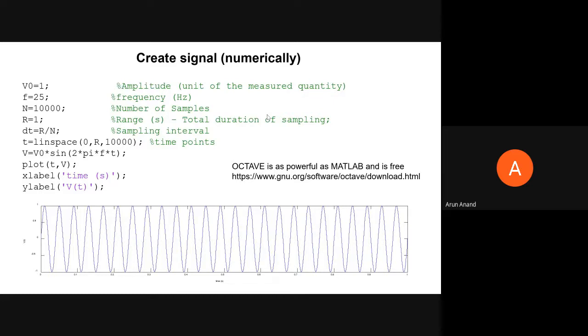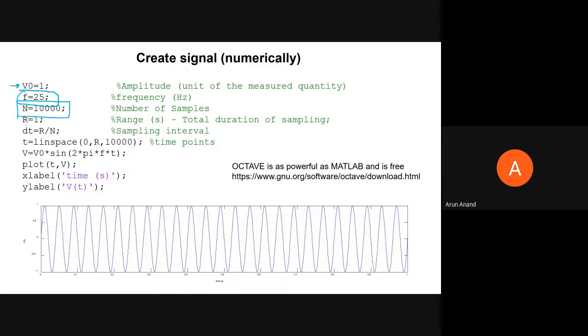Okay, so basically what we are doing here is that you are supplying V0 is equal to 1. I'm fixing a frequency, F is equal to 25 hertz. Then you will have your number of sampling points is equal to 10,000. And your R is equal to 1.